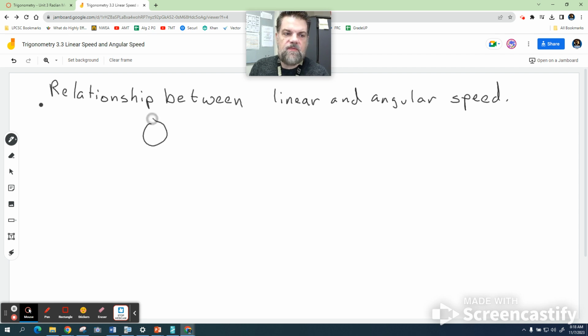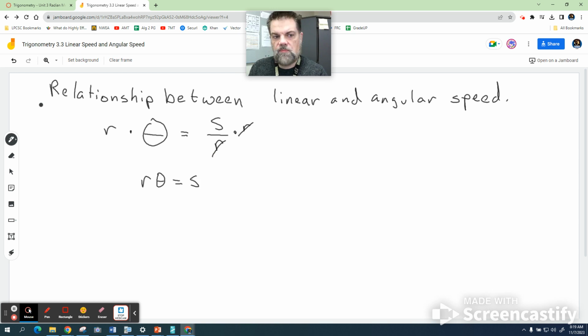So let's start here. If I say theta is equal to the arc length divided by the radius, and then I want to pull that r out, so I'm going to multiply both sides by r. What happens is these r's cancel, and I get the radius times theta is equal to s.